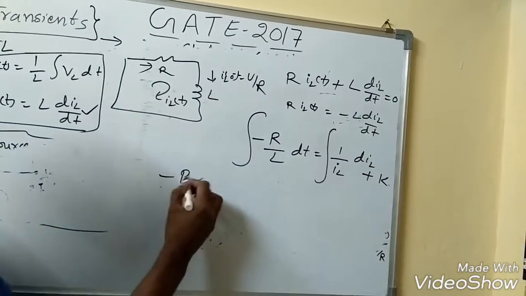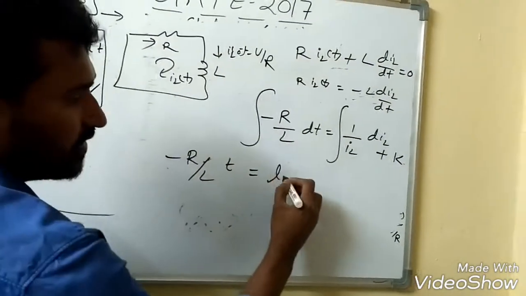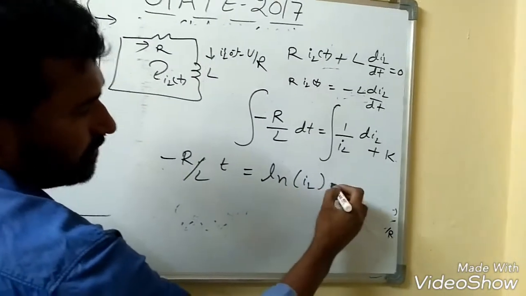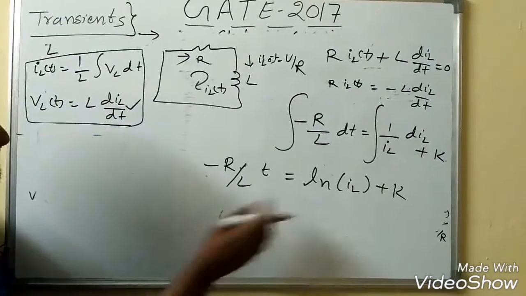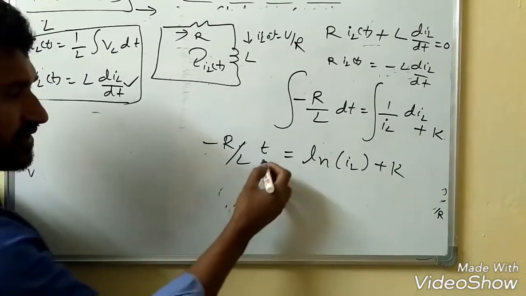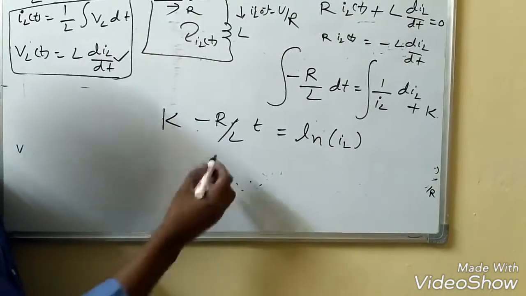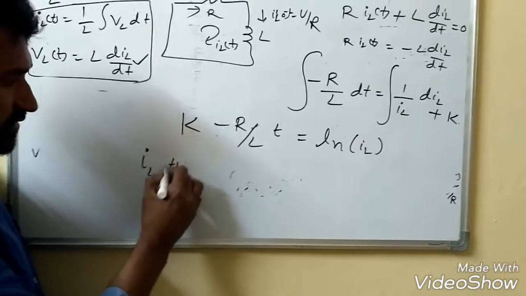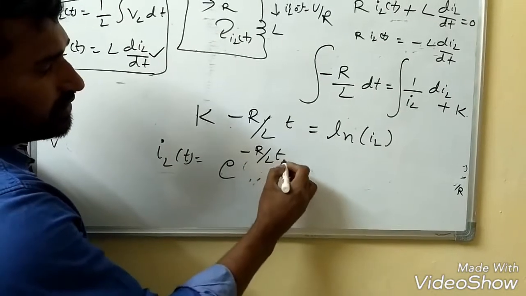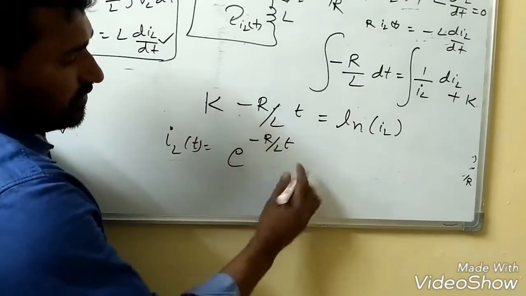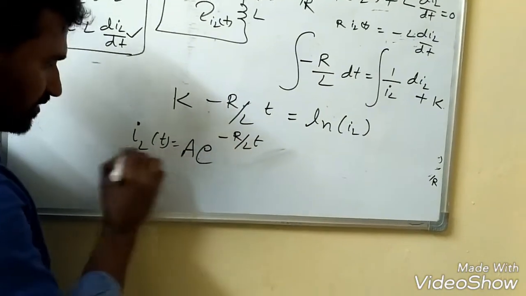Now this is the constant. I will get minus R by L into t is equal to 1 by x, nothing but ln x, so ln IL plus k. I need IL, so I will move that k to this side, so it becomes minus k. The constant may be minus, it may be plus, I can add the constant here also. Now it will become IL of t is equal to e power minus R by L into t, into e power k or minus k. So this e power k I will assume simply capital A.